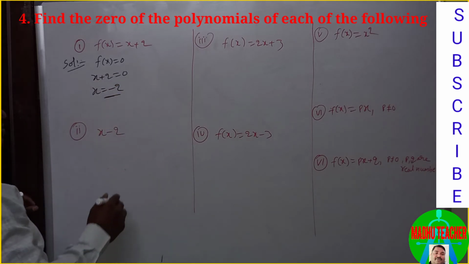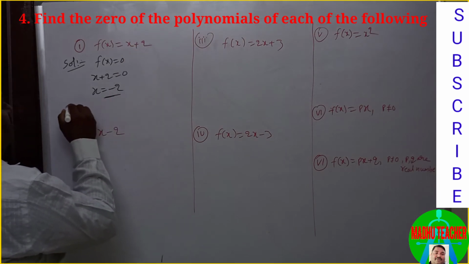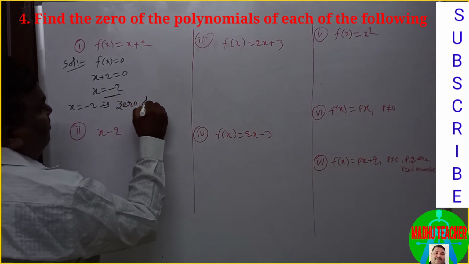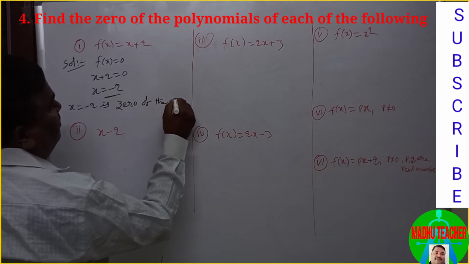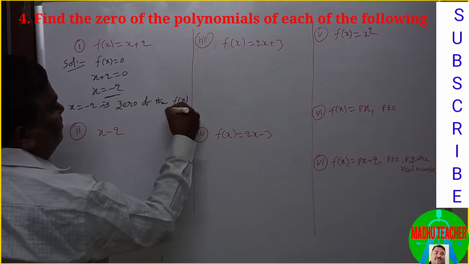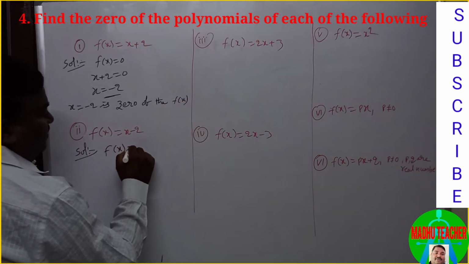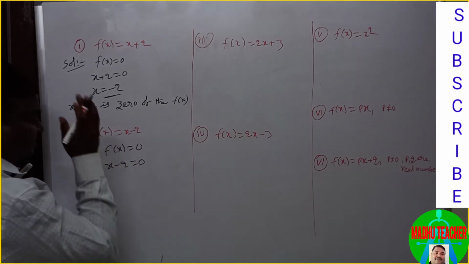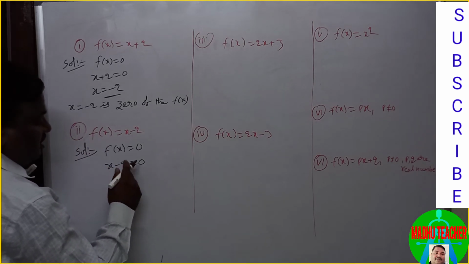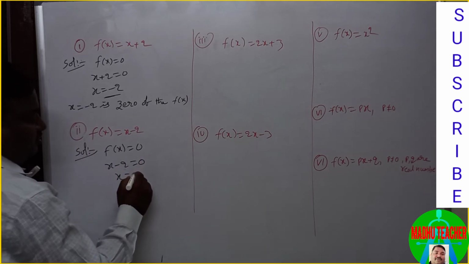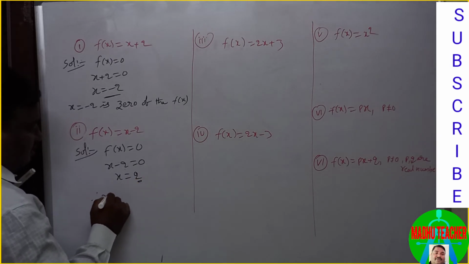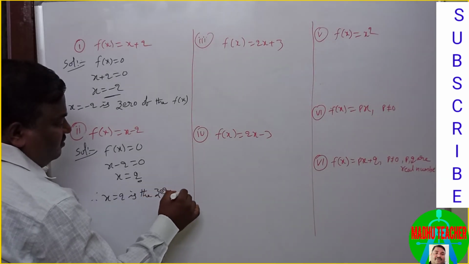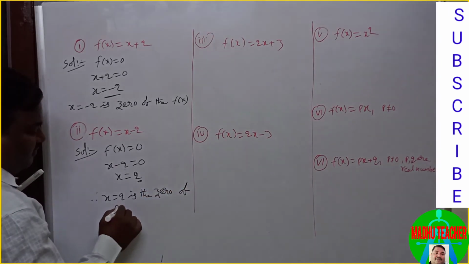So x equal to minus 2 is the 0 of the polynomial f of x. Next, first of all, you have to take polynomial f of x equal to 0. Then it will become x minus 2 equal to 0. By solving this equation, we will get the 0 of the polynomial. Minus 2 transferred to the right side becomes plus 2. 0 plus 2 is 2. Therefore, x equal to 2 is the 0 of polynomial f of x.